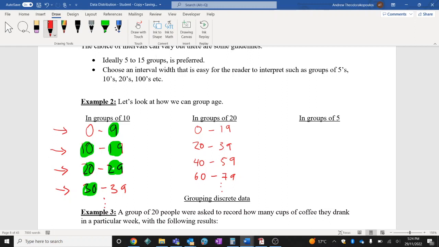And for the last one, groups of 5. 0 to 4 would be our first group of 5. Count with me. 0, 1, 2, 3, 4. That's the first 5 numbers. The next 5 numbers will be 5 to 9, 10 to 14, and 15 to 19, and so on.